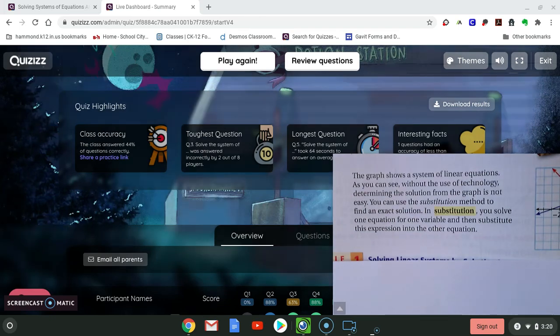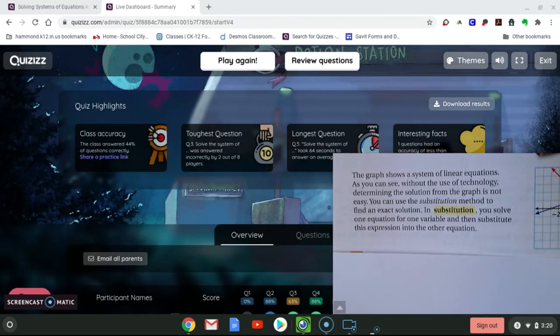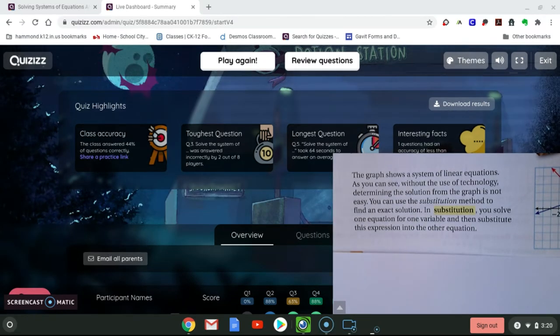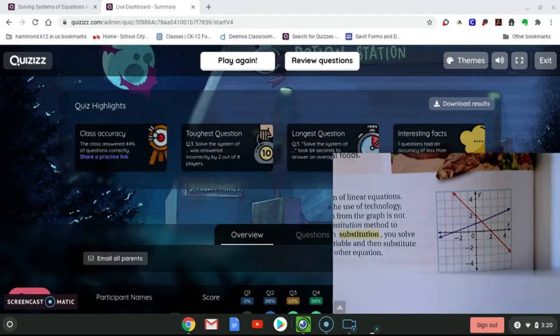Hi, Algebra 2. Just wanted to go ahead and put together a real quick notes video on some of the things that we had talked about today in class regarding solving systems of linear equations using algebraic methods, substitution and elimination. So the last class meeting that we had, we talked a little bit about solving systems graphically.